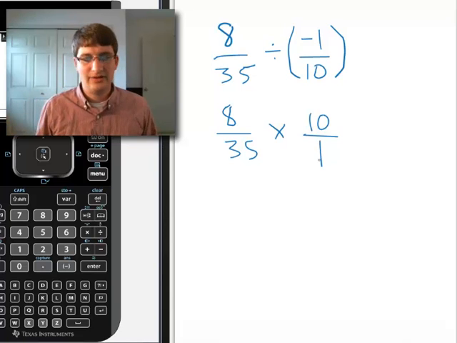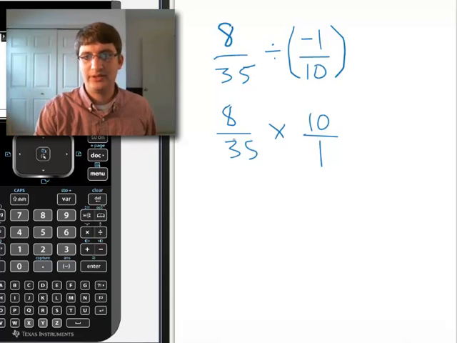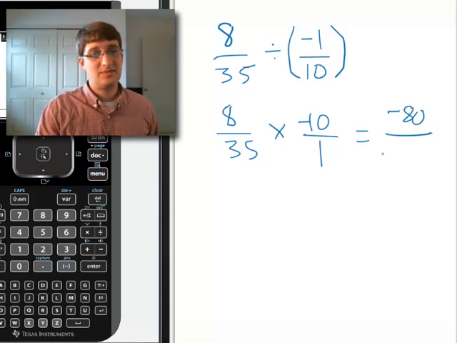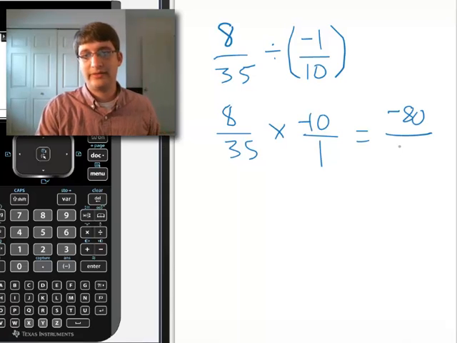Therefore, you don't have to have any confusion on where it should go. So I'm just going to put that up with the 10. All right, so let's multiply across the top. We get 8 times negative 10, which is negative 80. And then on the bottom, we get 35 times 1, which is just 35.